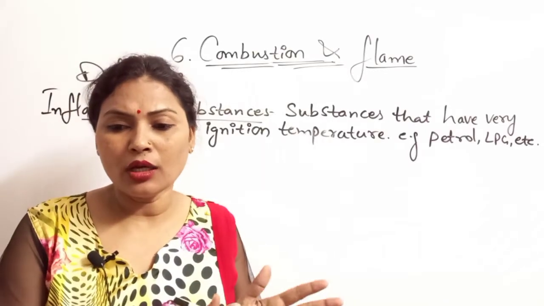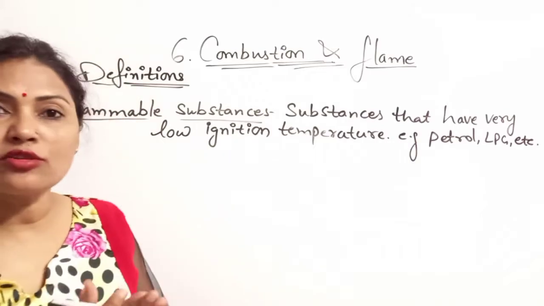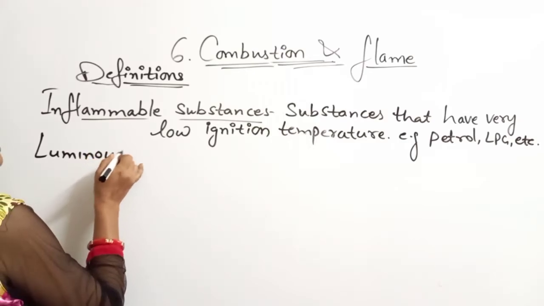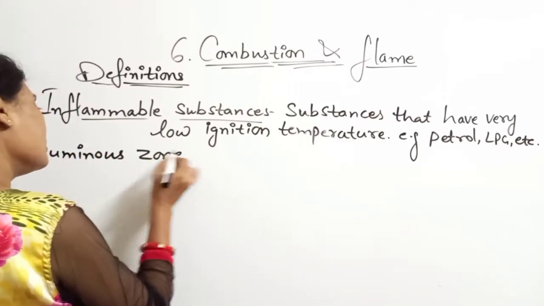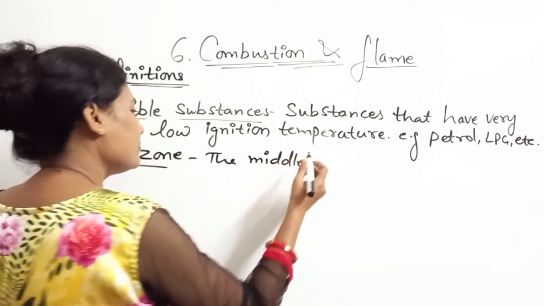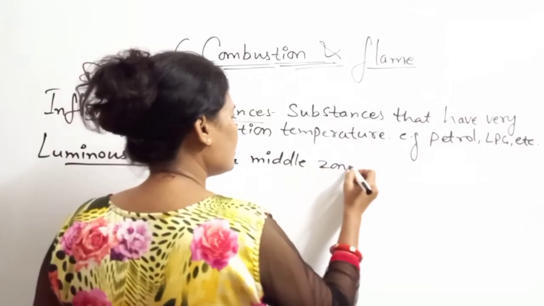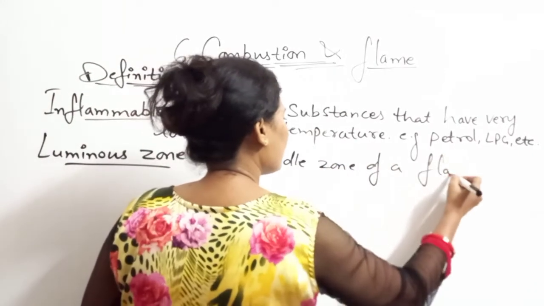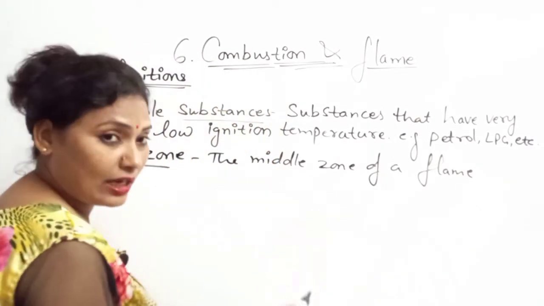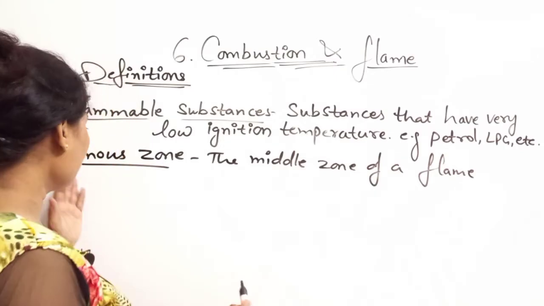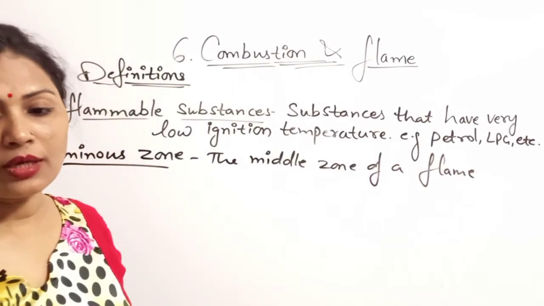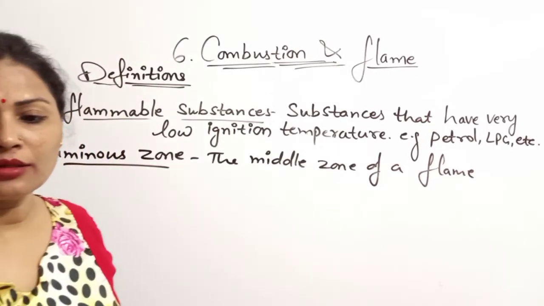Now you can write the luminous zone, the middle zone of a flame, that is luminous zone. Its color is always orange or yellow. So luminous means which produces light, that is luminous. So that is the middle zone of a flame.